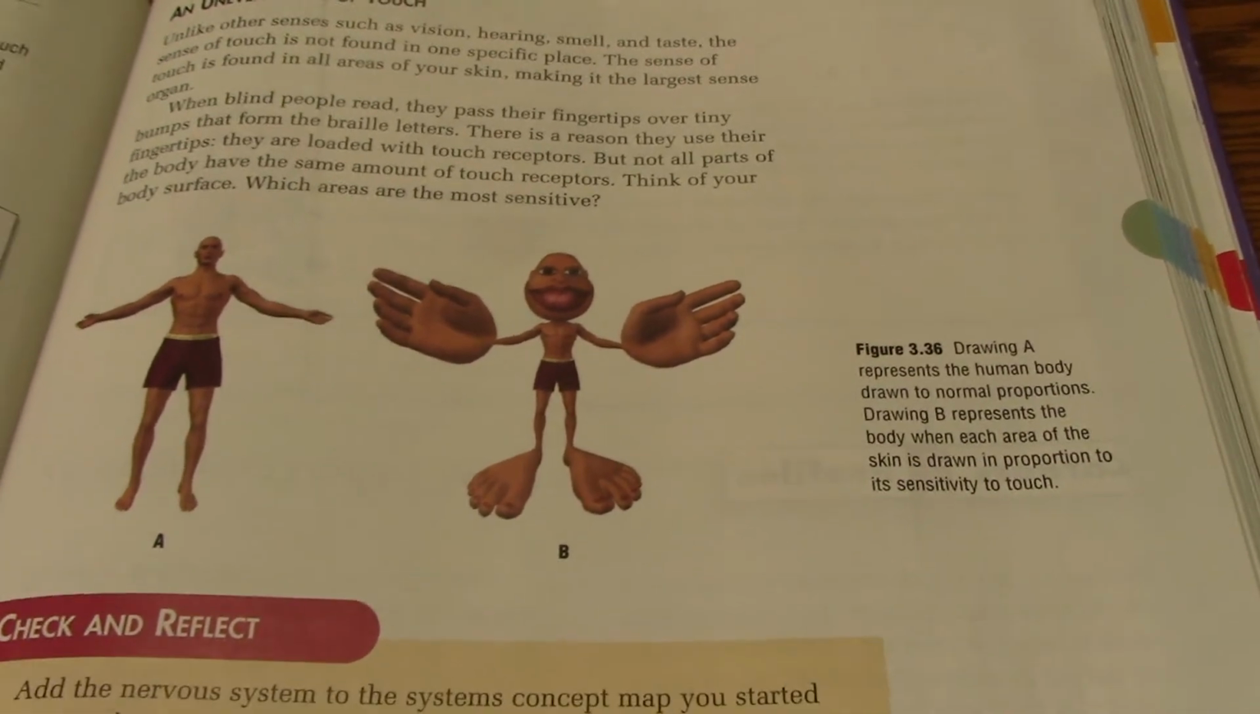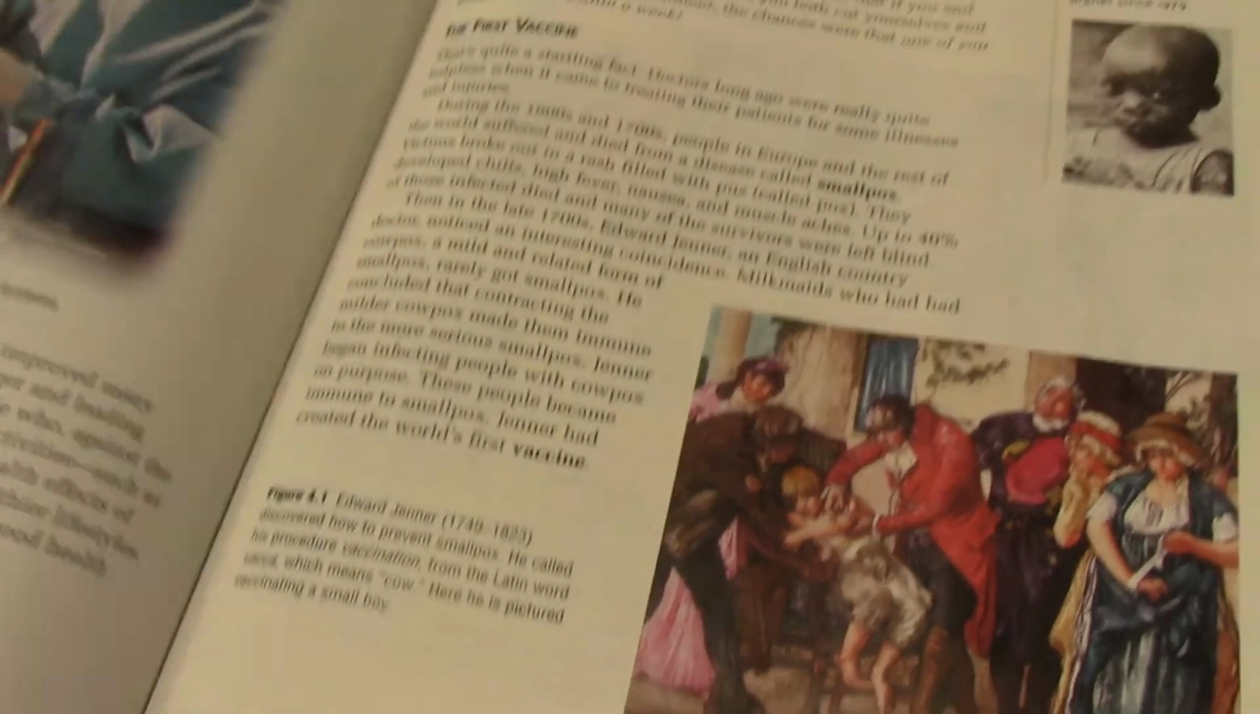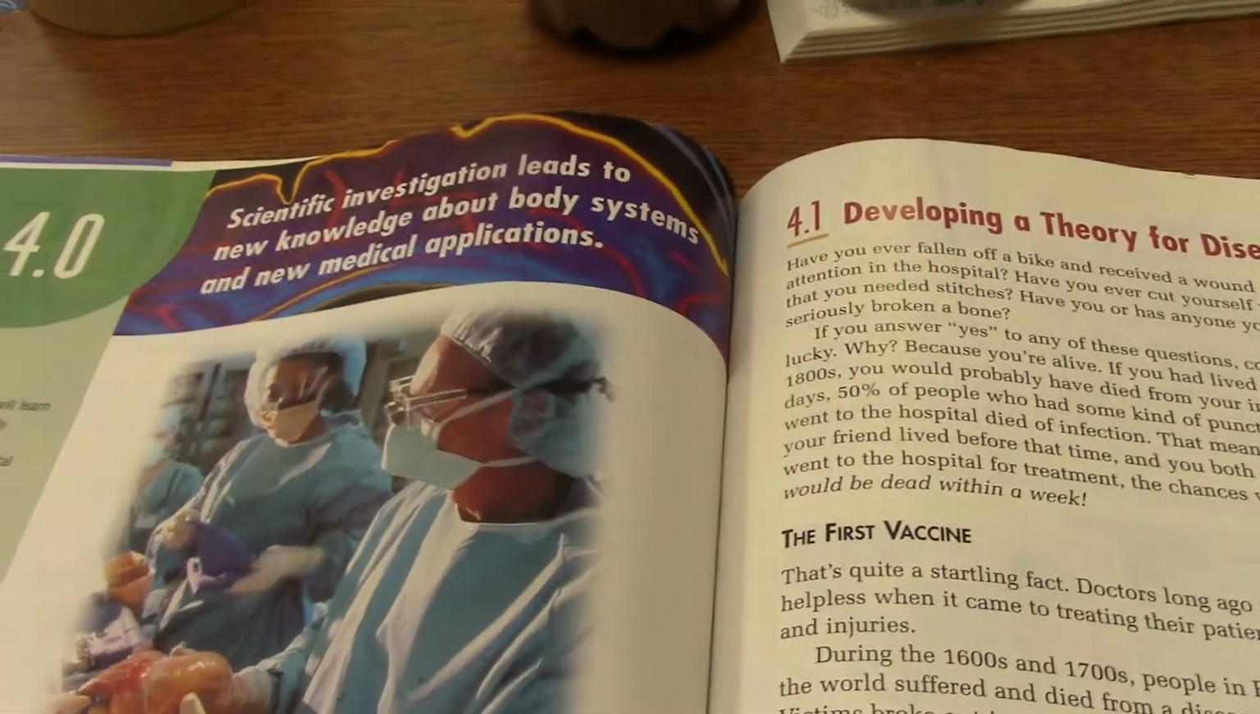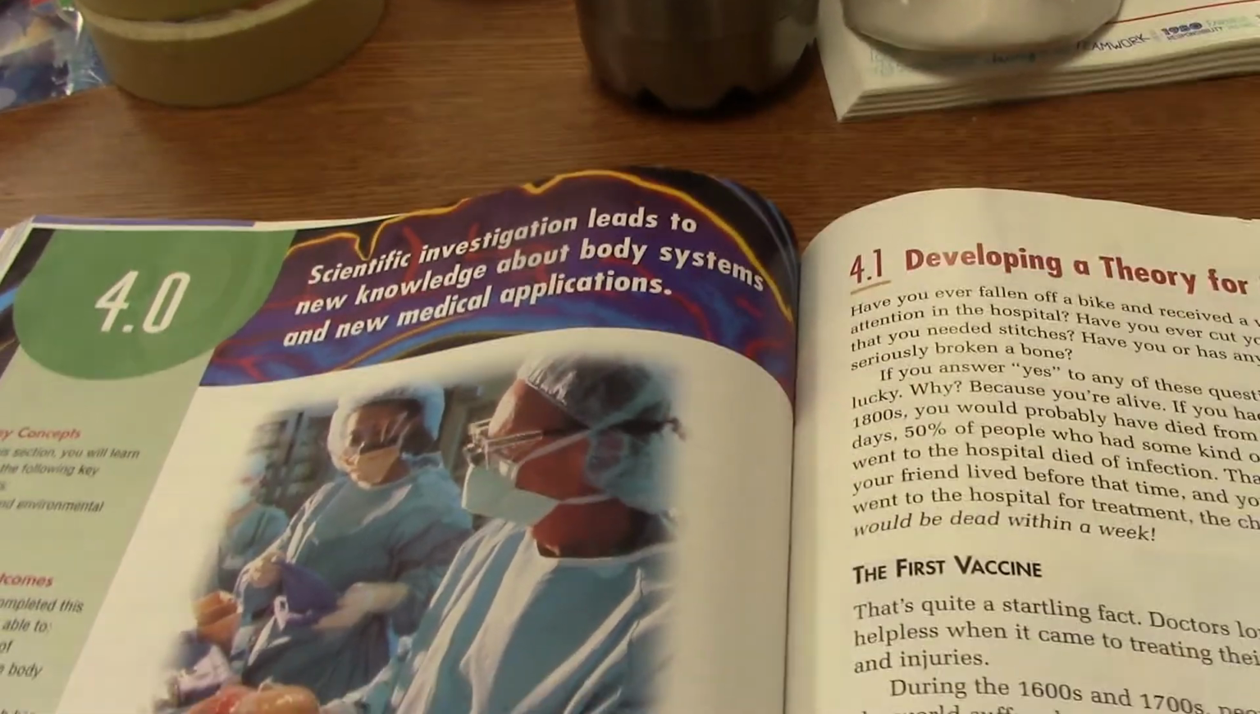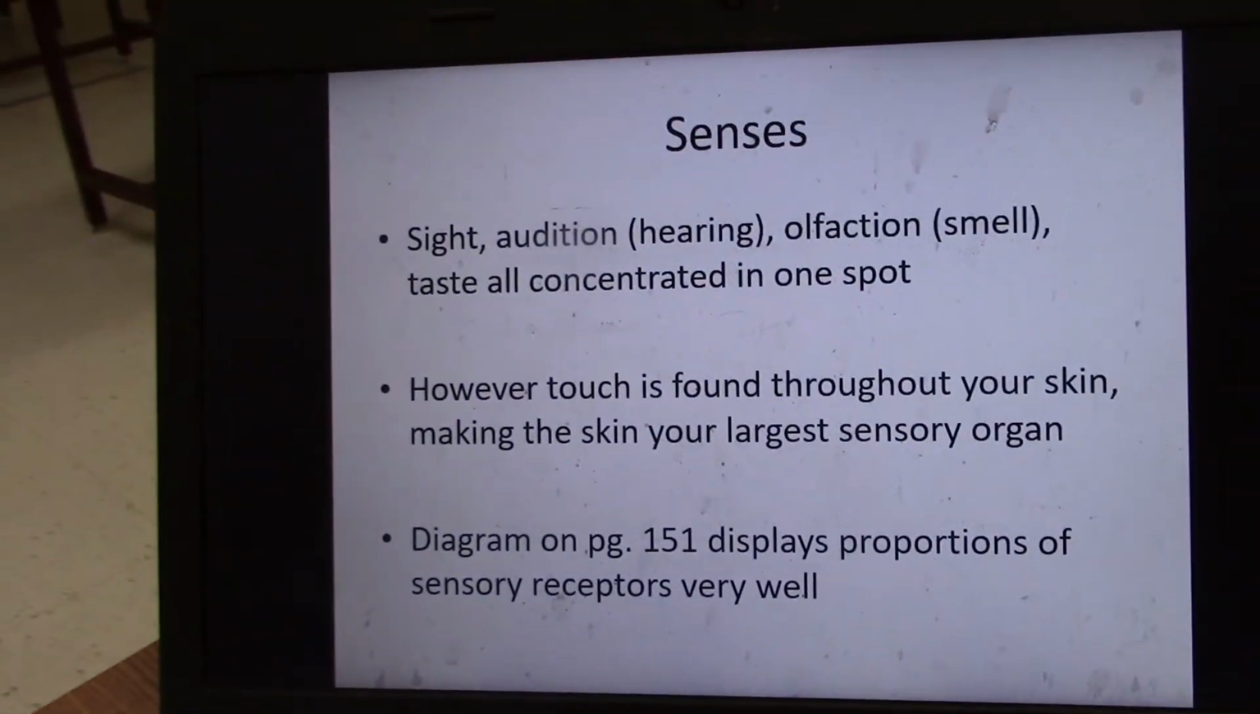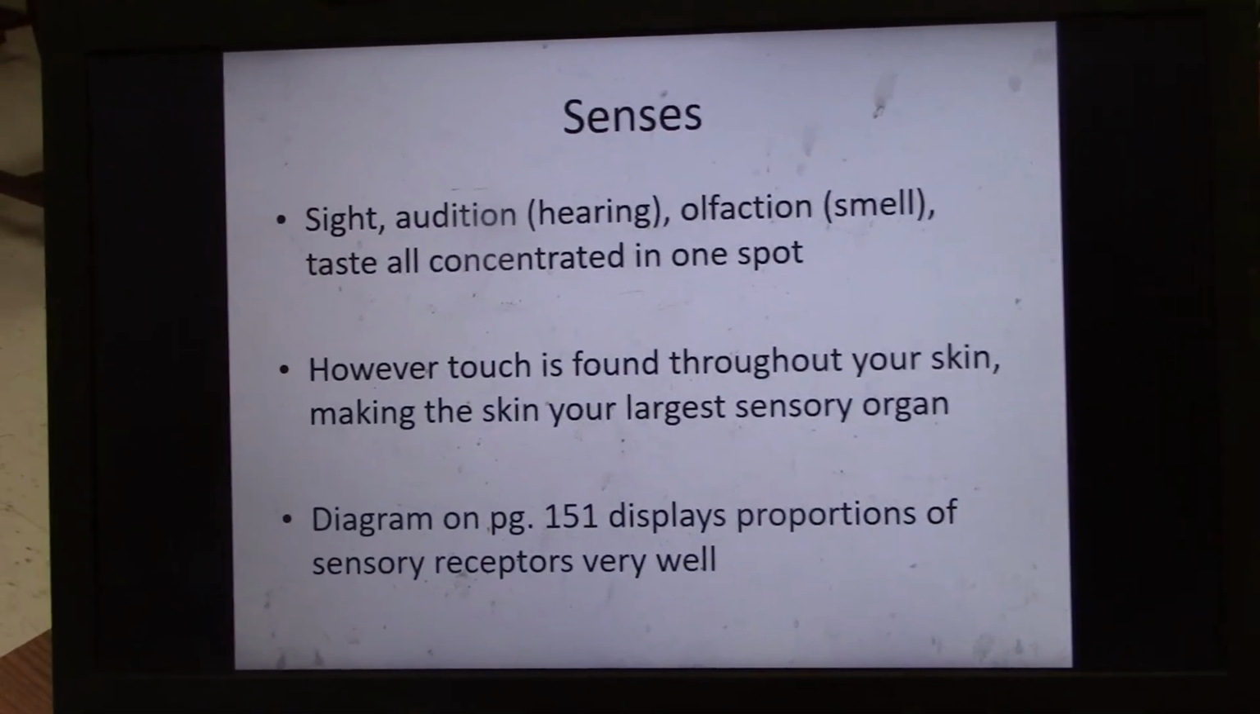Okay, so that's the nervous system. We have one more lecture in this unit, actually, and it's going to be based on disease. So I'll do that in another lesson. This is fair game for a test. We're getting to the nitty-gritty of this unit.